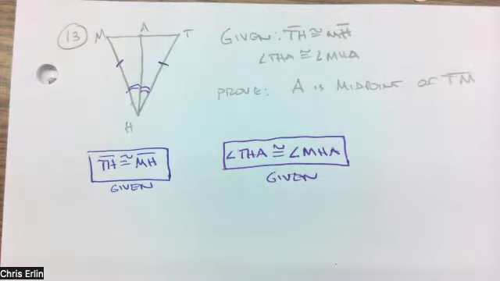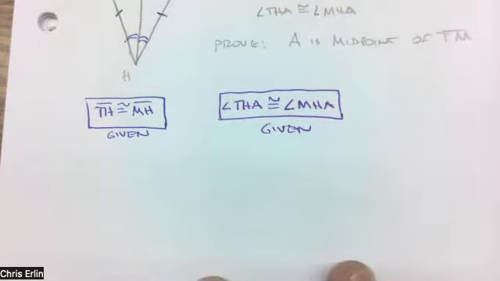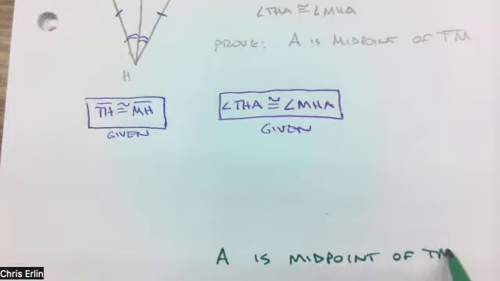Now you remember that I like to think about going to the end of the maze on the Denny's menus, right? Where are we trying to get to? What's our final step? My flow is going downhill here. So I know down here somewhere, I'm going to say A is the midpoint of TM.